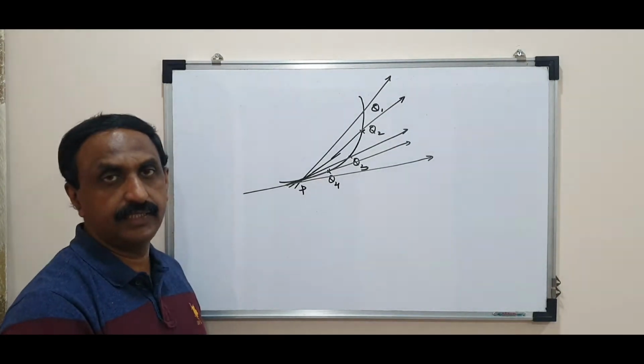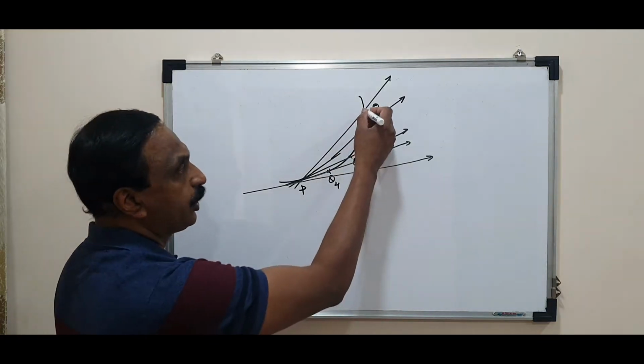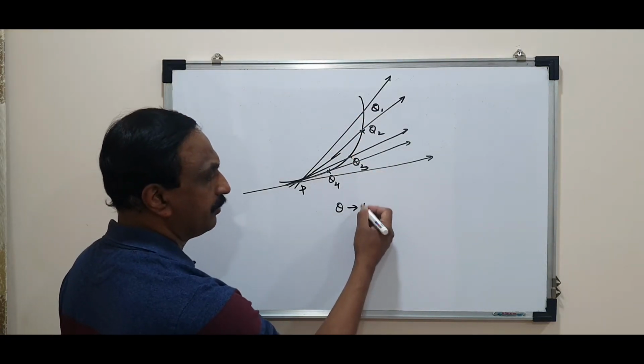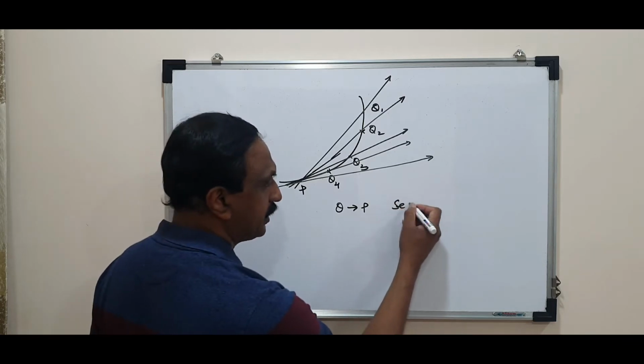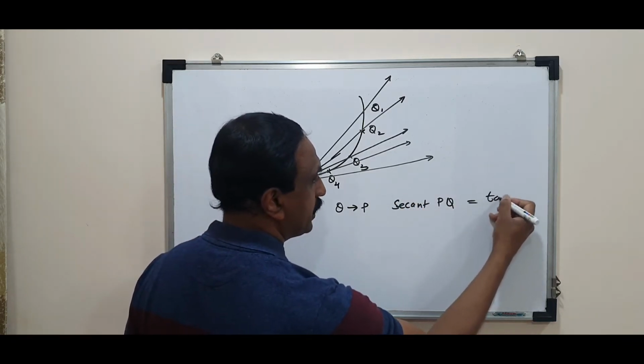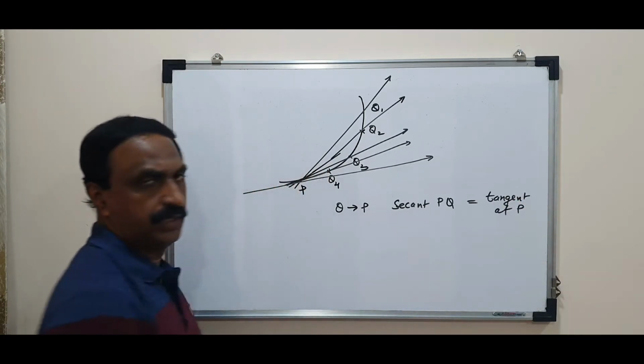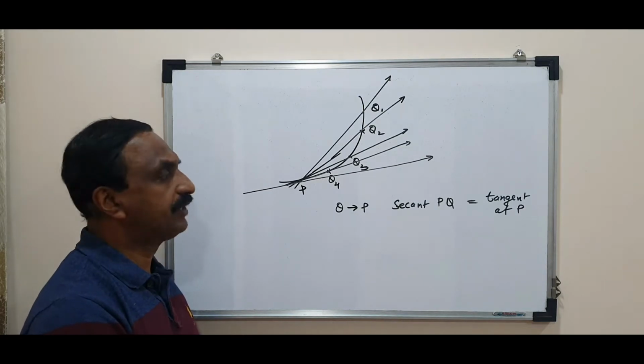This is an idea that we are going to apply to find the slope of the tangent. So when Q approaches P, secant PQ will become the tangent at P. Now we will use this to derive the slope of the tangent.